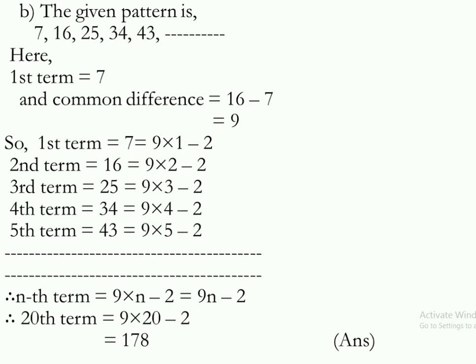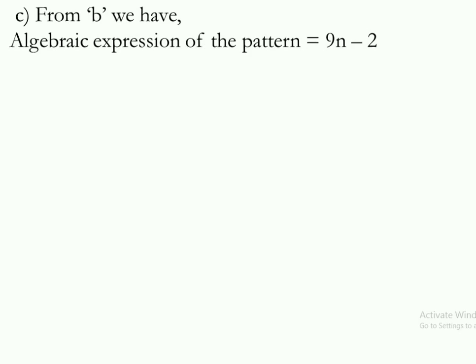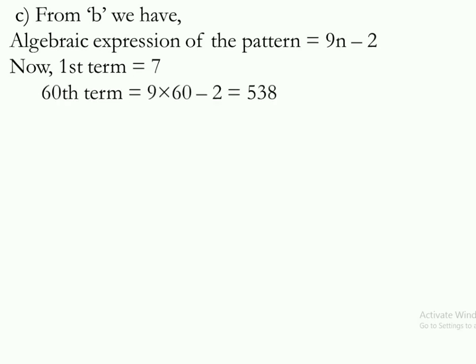Now let us move to the next part, question number C: find the sum of the first 60 terms of the given pattern. For that we need the algebraic expression that we found in B. We have written the algebraic expression of the pattern, that is 9n minus 2. Then we need the first term, that is 7. The last term, that means the 60th term, is 9 into 60 minus 2, which becomes 538. Following the algebraic expression of the pattern, we find the 60th term.